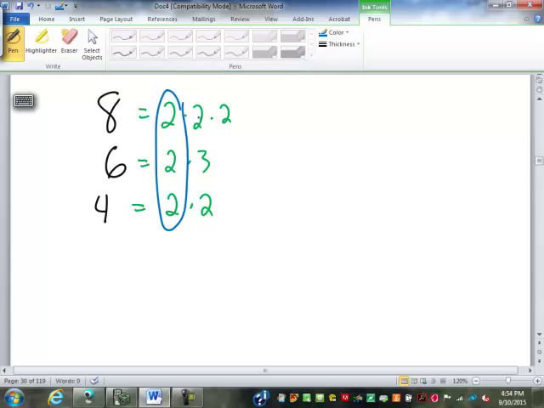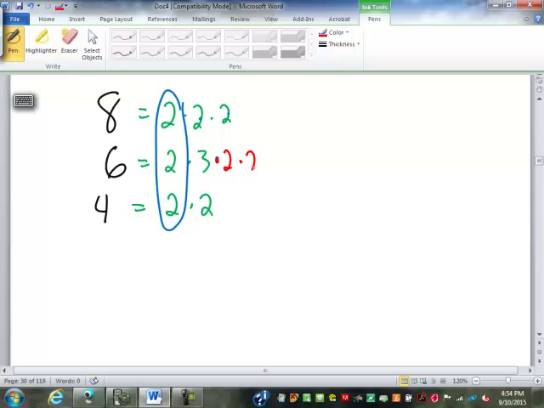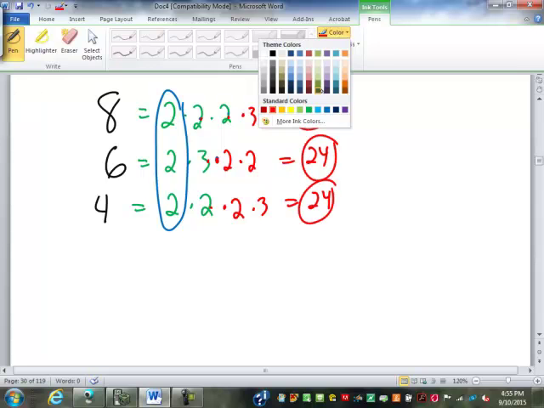Well, this one has 2 2s, doesn't it? The 6 doesn't have any, so I need to give this 2 more 2s. This has 2 2s. The 4 already has 1, so it only needs 1 more. So now each of them have 3 2s. This one has a 3, the other ones don't, so they need 3s. So now I have 24, 24, and 24. That's how you double check, is to make sure they all multiply up to be the same thing.